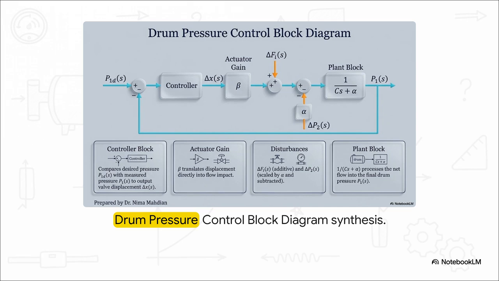Let's trace the signal path together. We start all the way on the far left with our desired set point pressure, P1D. The controller calculates the error and tells the valve to move by a displacement delta X. The actuator gain, beta, then translates that mechanical movement into a flow impact. Then, bam, we get hit by our additive and subtractive disturbances from the input flow and downstream pressure. Finally, that net resulting flow is processed by our plant block, which represents the physical boiler itself, resulting in our actual output pressure, P1. And then that loops right back to the beginning to start the process over.